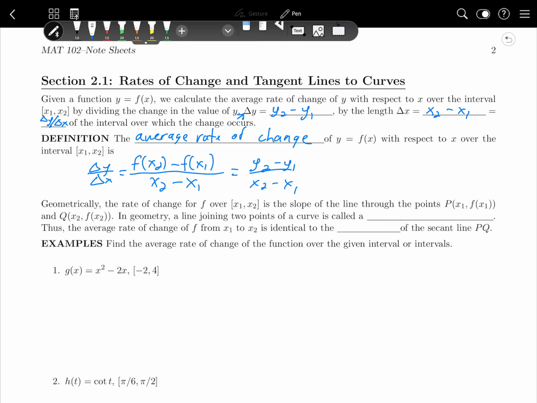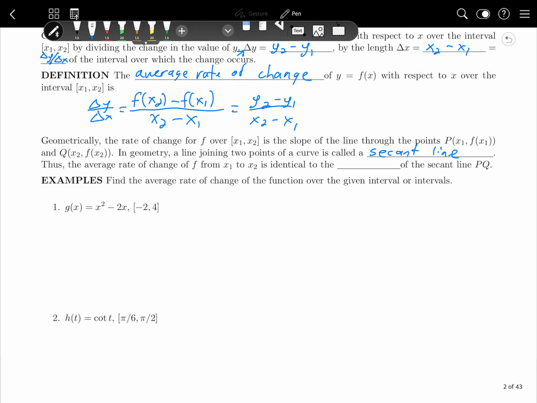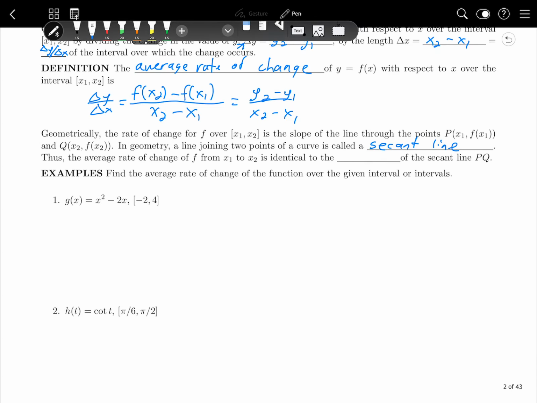Geometrically, the rate of change for f over x sub 1 to x sub 2 is the slope of the line through the points P and Q. In geometry, a line joining 2 points of a curve is called a secant line. Thus, the average rate of change of f from x sub 1 to x sub 2 is identical to the slope of the secant line PQ. You may have recognized this formula already for average rate of change, but it is exactly the same formula we use for the slope of a line.